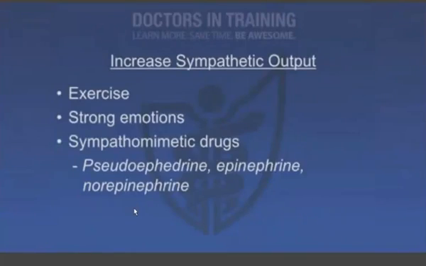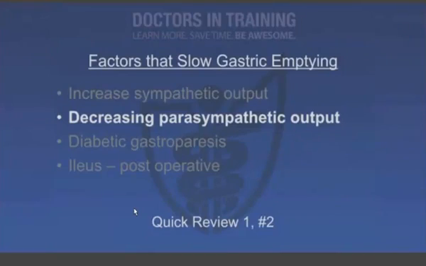So what can increase sympathetic output? Well, exercise can do this, while you're exercising, of course. Strong emotions can do this. And then, of course, sympathomimetic drugs like epinephrine and pseudoephedrine and norepinephrine. Other things that can slow gastric emptying include drugs that can decrease parasympathetic output.